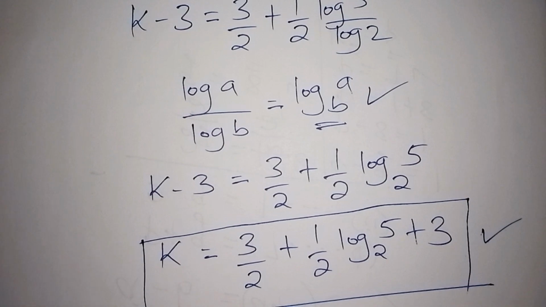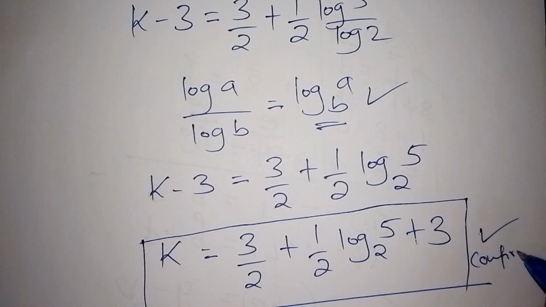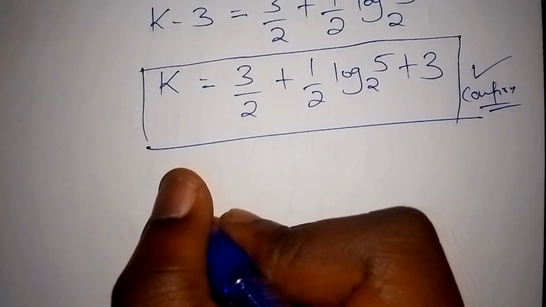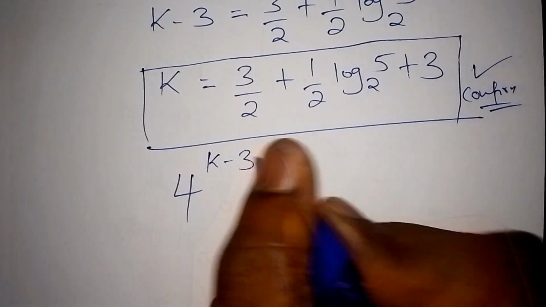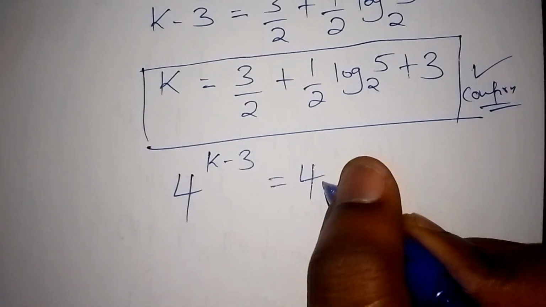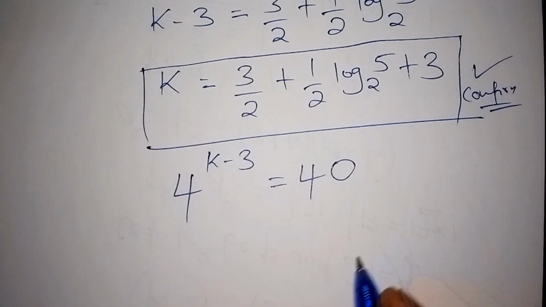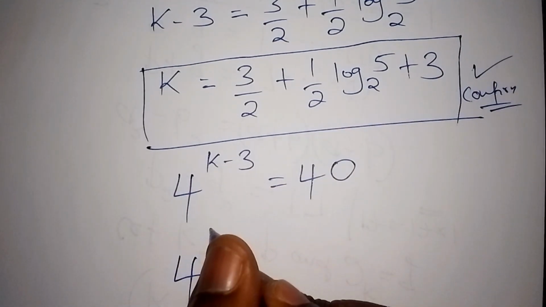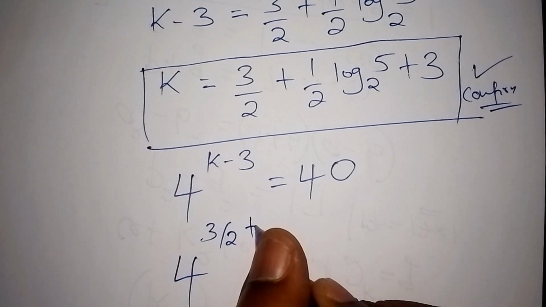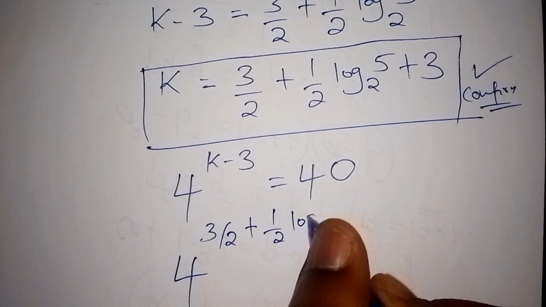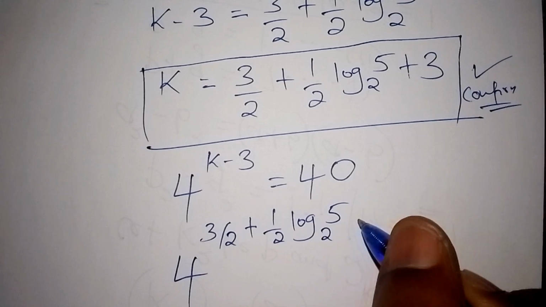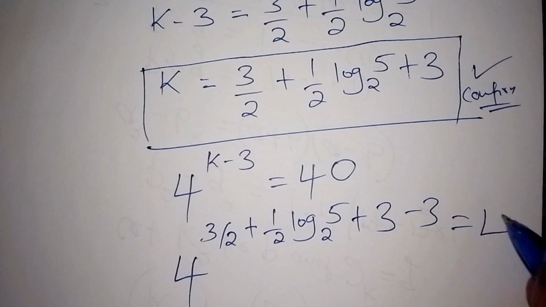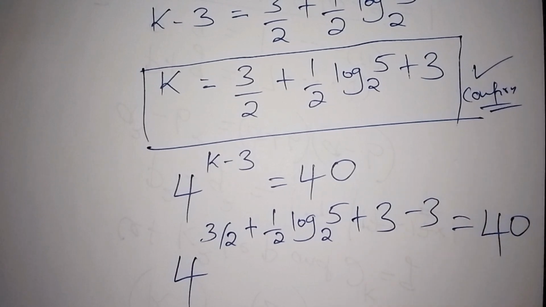So from here now we can confirm our equation and check if it is correct. So the question that we had: 4 to the power of k minus 3 is equal to 40. So where this k, we equate it with the rest of the value. So now we shall have 4 to the power of 3 over 2 plus a half the log of 5 to the base of 2 plus 3, so don't forget this minus 3, is equal to 40. Now so we proceed.